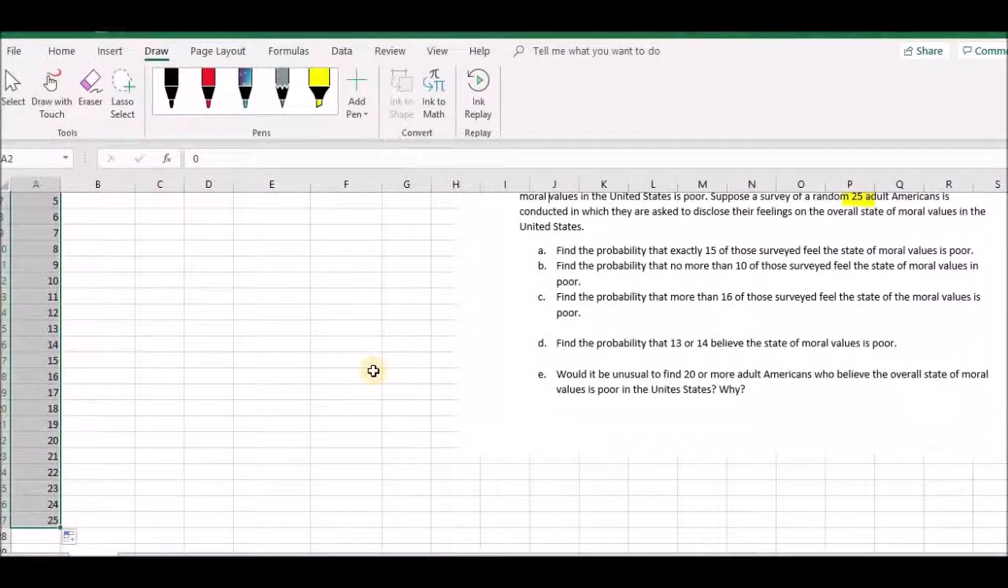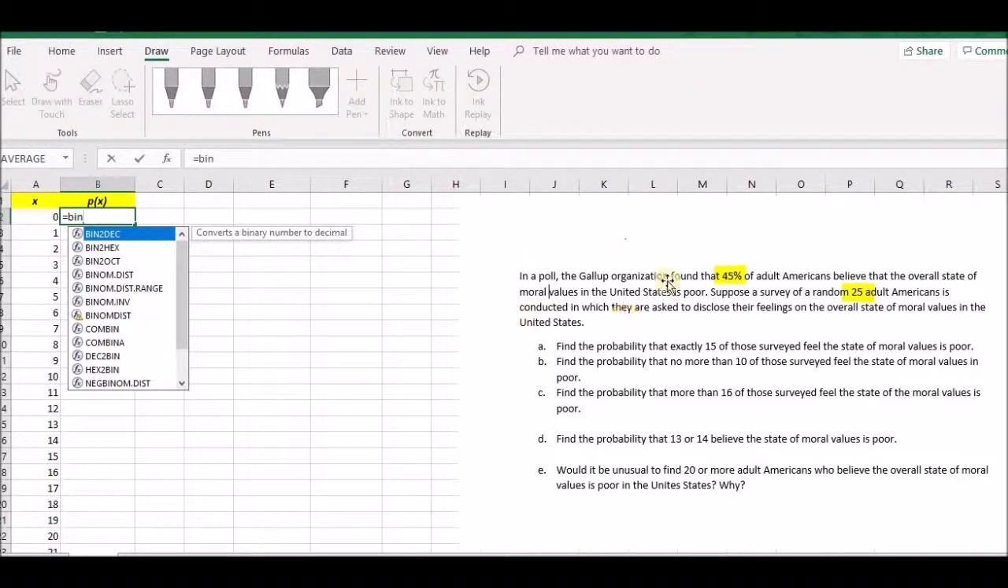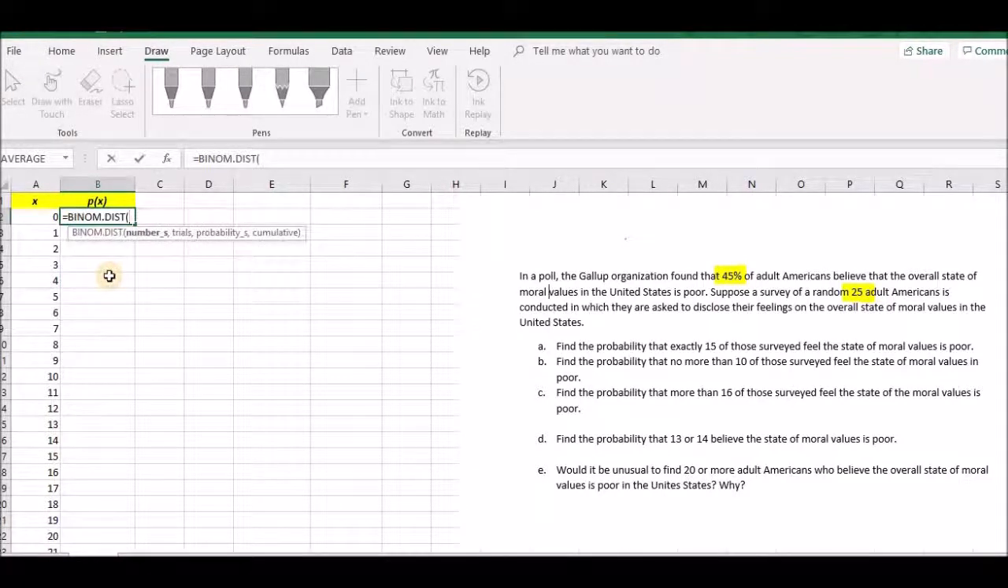So I have 25 values in this case, and now I want to create the probabilities. I will use the binomial distribution function because this is a binomial experiment, which is this one. It's asking about the number, starting with 0. So I'm going to click on the cell that has 0 and then comma. The number of trials is 25, which is the sample size. And then the probability is 0.45.